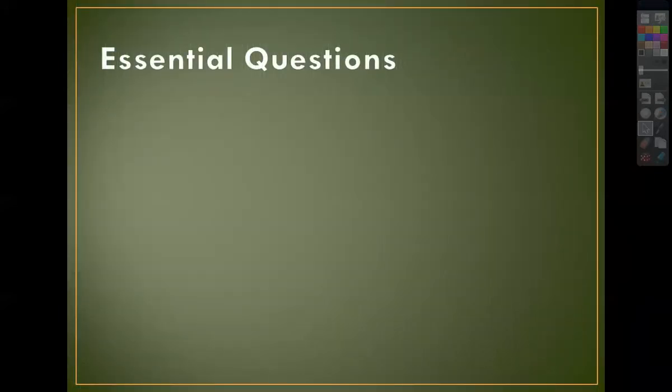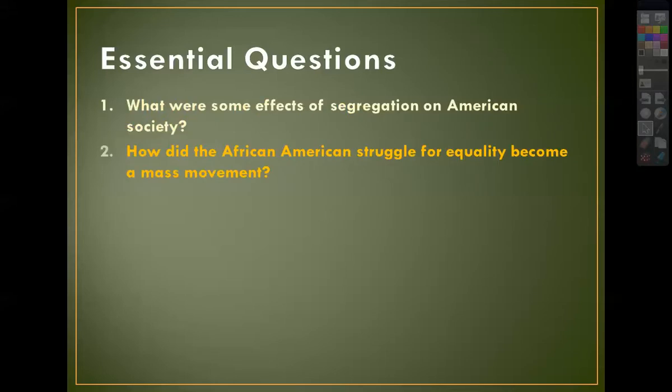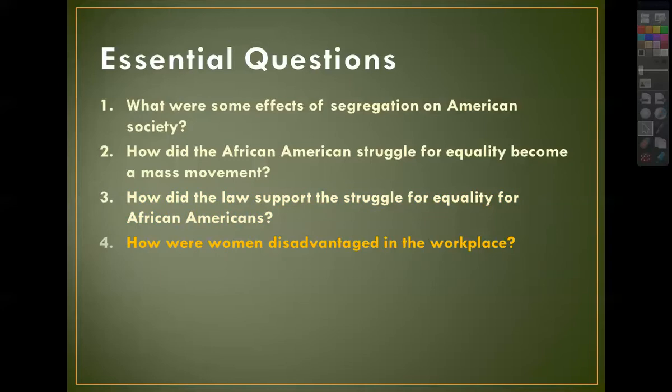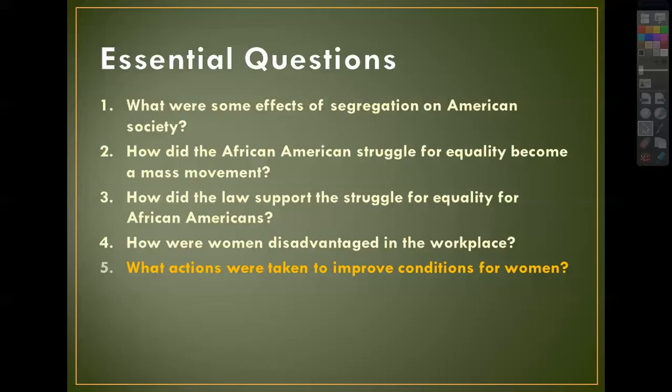At the conclusion of this lecture, you need to be able to answer the following essential questions. What were some effects of segregation on American society? How did the African American struggle for equality become a mass movement? How did the law support the struggle for equality for African Americans? How were women disadvantaged in the workplace? And what actions were taken to improve conditions for women?